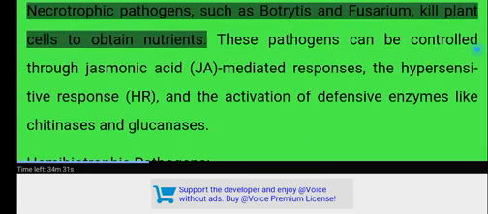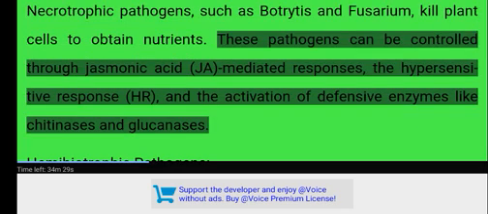Necrotrophic pathogens. Necrotrophic pathogens, such as Botrytis and Fusarium, kill plant cells to obtain nutrients. These pathogens can be controlled through jasmonic acid (JA) mediated responses, the hypersensitive response (HR), and the activation of defensive enzymes like chitinases and glucanases.